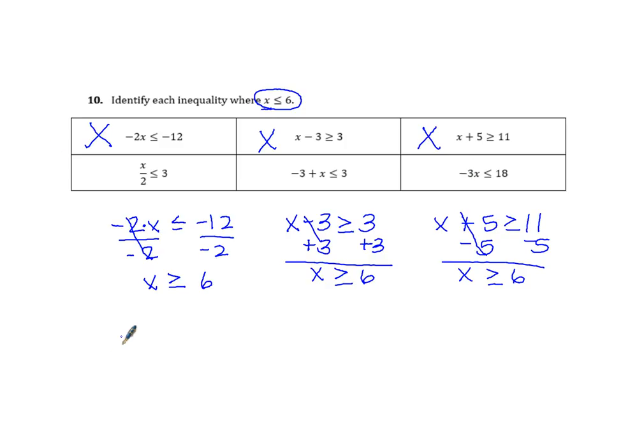Moving on to that bottom row. We have x divided by 2 is less than or equal to 3. So right now x is being divided by 2. To undo that, we need to multiply by 2.